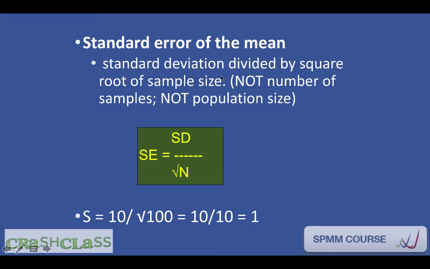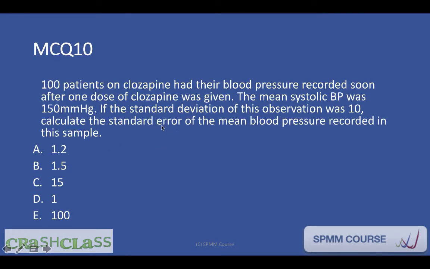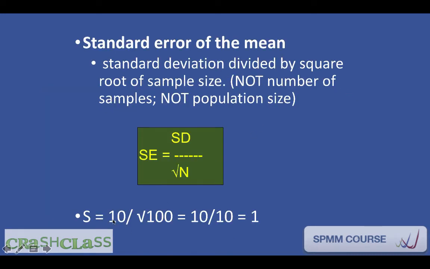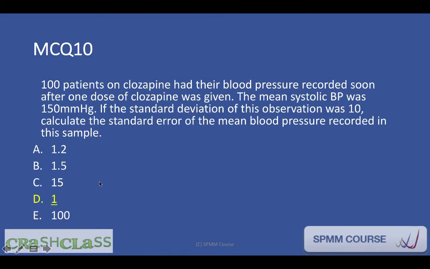It's nothing but standard deviation divided by square root of the sample size. So if you have standard deviation value, divide SD by the square root of sample size. If you do that, what you get is called standard error of the mean. So in this question, standard error of the mean is what's required, and you have sample size 100 and standard deviation 10. So 10 by root 100, root 100 is 10, 10 by 10 is 1. So standard error of the mean here is 1.